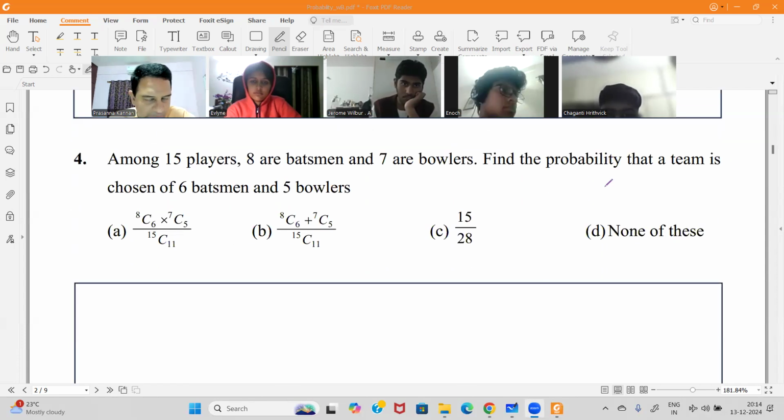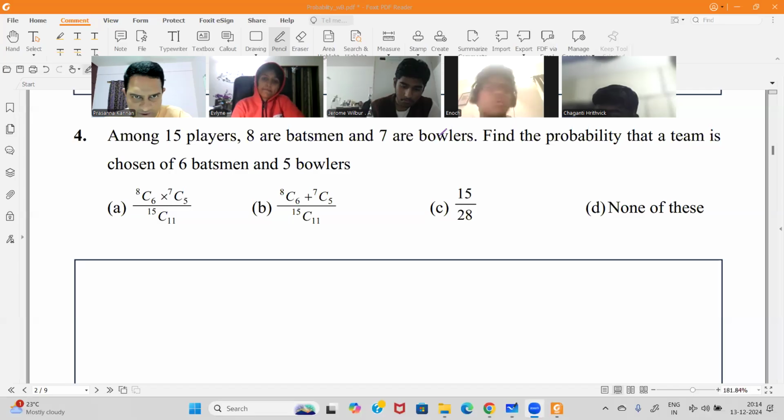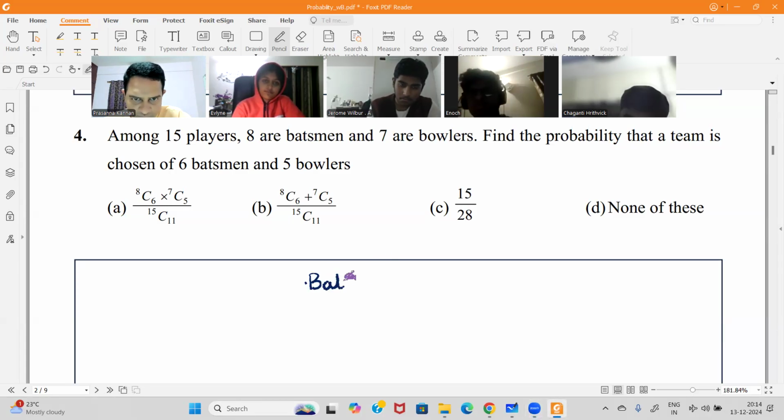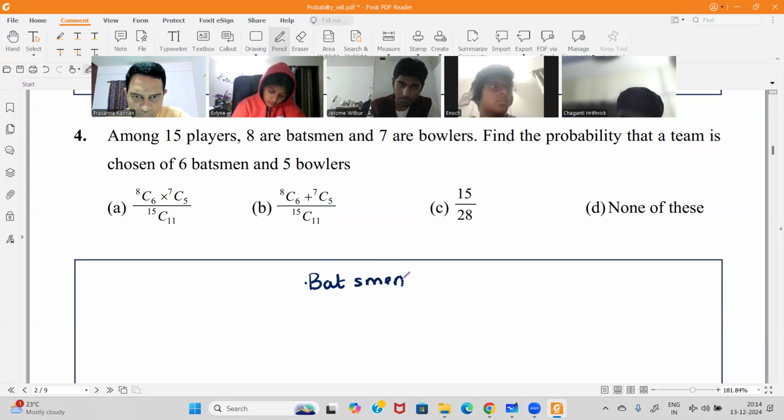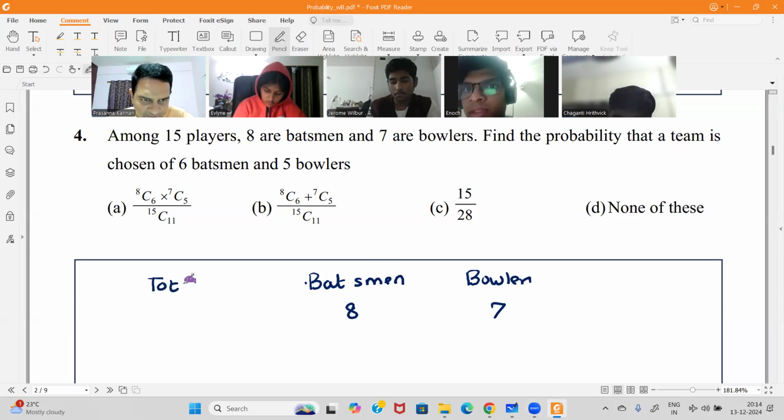Next question, question number 4. Among 15 players, 8 are batsmen and 7 are bowlers. So we have 8 batsmen, and bowlers we have 7. And in total we have 15 players.